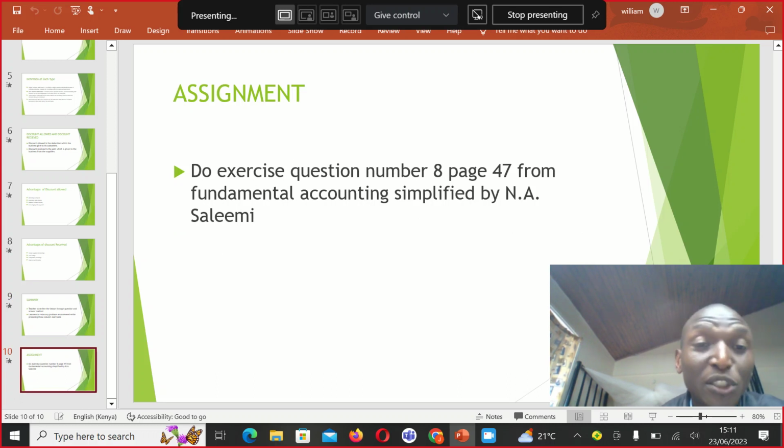I want to give you some assignment. Open your books, Fundamental Accounting Simplified by N.A. Salemi. Open page number 47. There is question number 8, which is about a 2-column cash book. Work out that activity and we will go through it in our next lesson. Thank you very much for your cooperation. Let us see each other on the next topic, where we are going to look at correction of errors. Thank you very much.